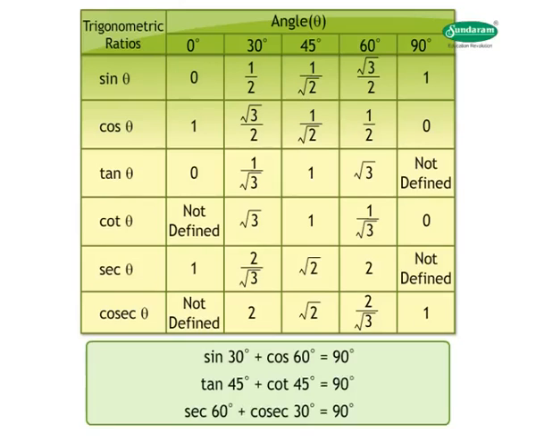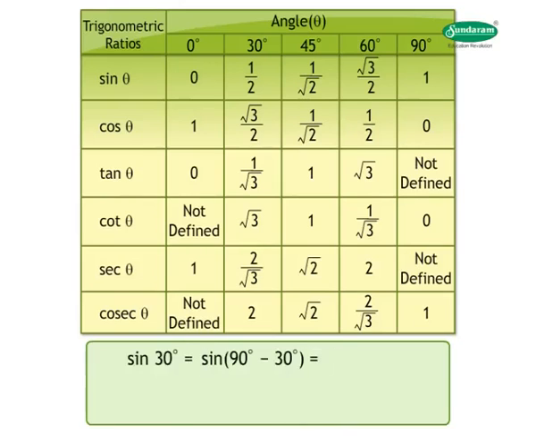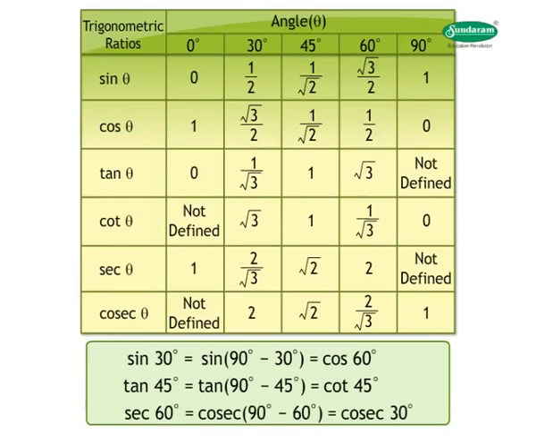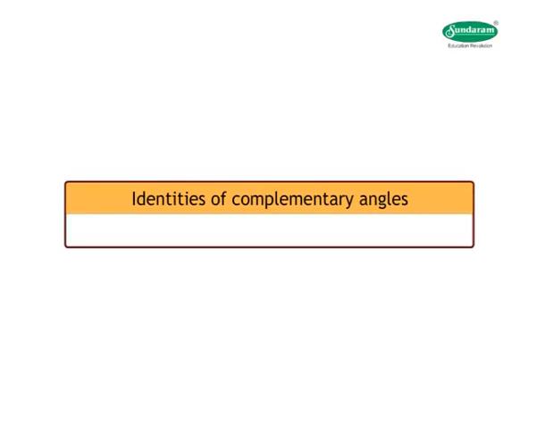Also, we see that sin 30 degrees is equal to sin (90 degrees minus 30 degrees) is equal to cos 60 degrees. Tan 45 degrees is equal to tan (90 degrees minus 45 degrees) is equal to cot 45 degrees. Sec 60 degrees is equal to cosec (90 degrees minus 60 degrees) is equal to cosec 30 degrees. We all know the identities of complementary angles.